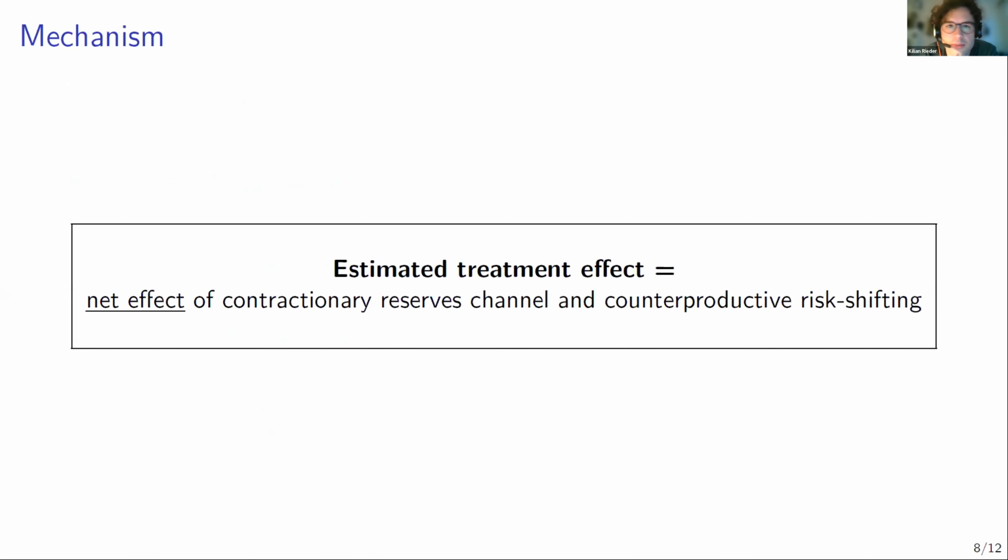Right, so now for the rest of the time I want to focus on the mechanism that drives these results. First of all, I want to emphasize that the estimated treatment effect that I find is a net effect of two effects, of a contractionary reserves channel and a counterproductive risk shifting channel. And so what's happening is that in the targeted monetary policy case, the contractionary reserves channel prevails, whereas in the uniform rate hike, the counterproductive risk shifting channel is stronger.